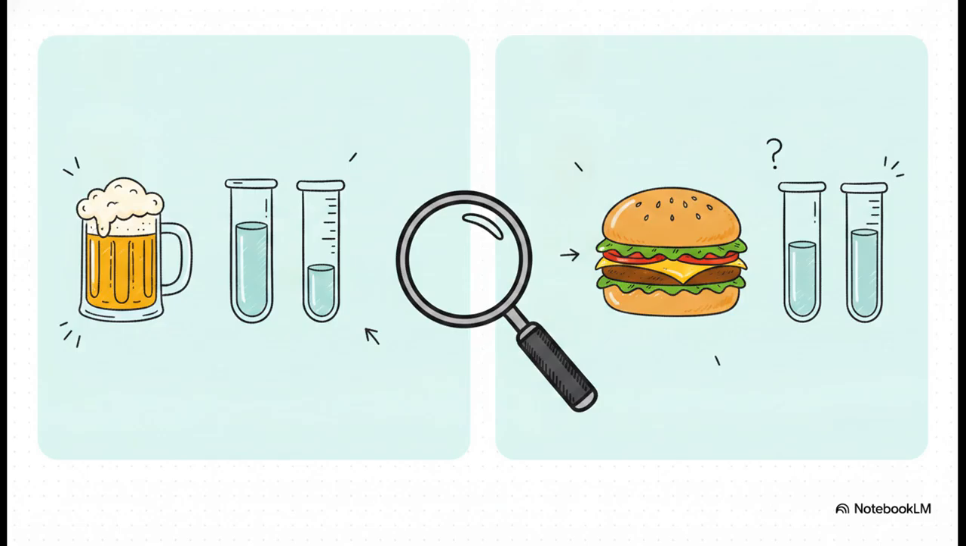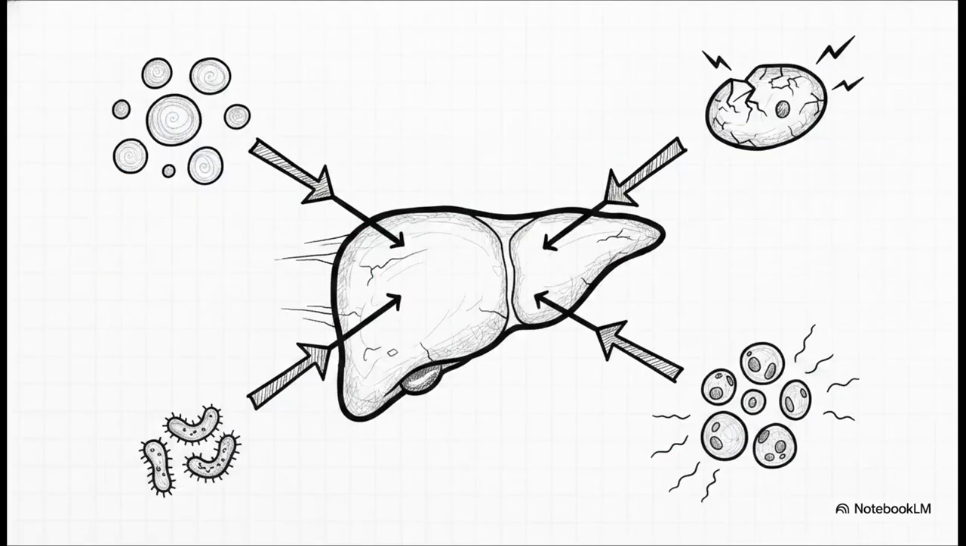In fact, you might be shocked to learn that liver enzymes can be completely normal in up to 78% of NAFLD patients. But wait, if there's no alcohol involved, how does NAFLD actually poison the liver? The most widely supported theory right now is the multiple parallel hits hypothesis.